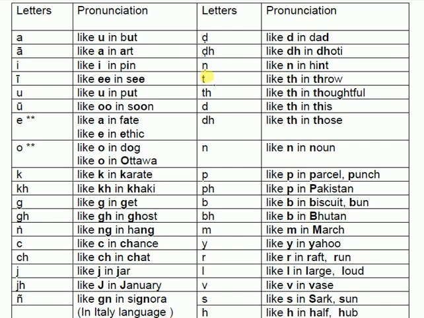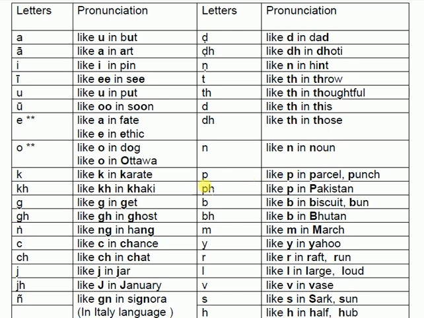Then again N with the dot mark below is more like N in hint. Then T, this T is pronounced like TH in throw. Then TH is pronounced like TH in thoughtful. Then D is pronounced like TH in this, the. And DH is pronounced again like TH in those, the. Then N is pronounced like N in noun.